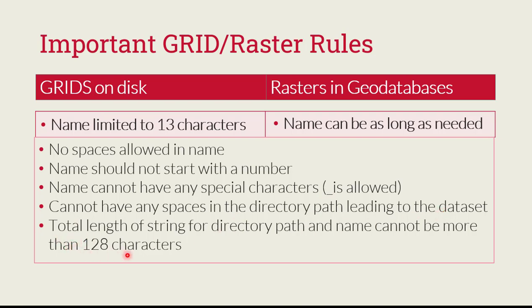And here's something important, which is going to become important when we start to code. The total length of the string from the directory path, all the way back to the drive letter that you're working on, to the end of the data set cannot be more than 128 characters. So you do need to be careful as you build out these complicated directory and folder structures for projects that you don't bury things too deep and give them really long names, because you will bump up against this particular limitation.